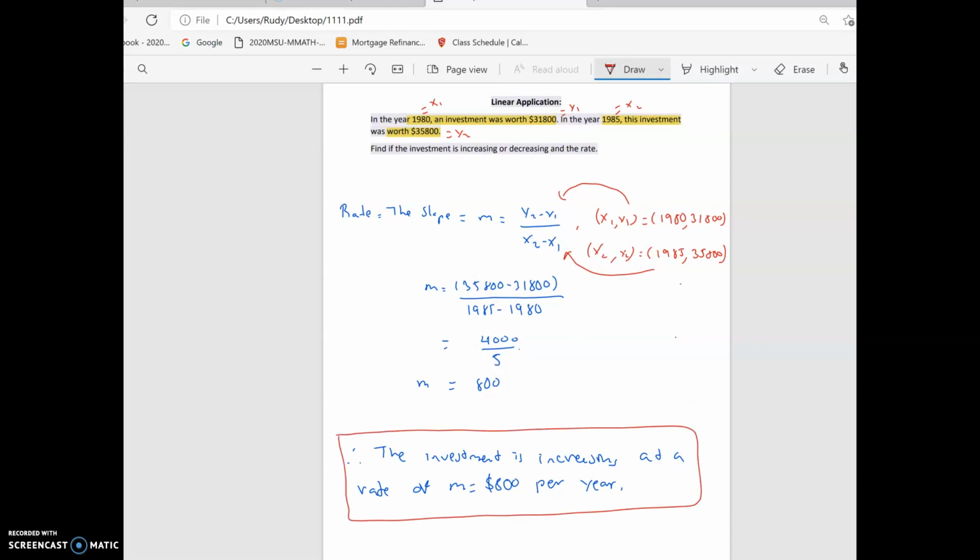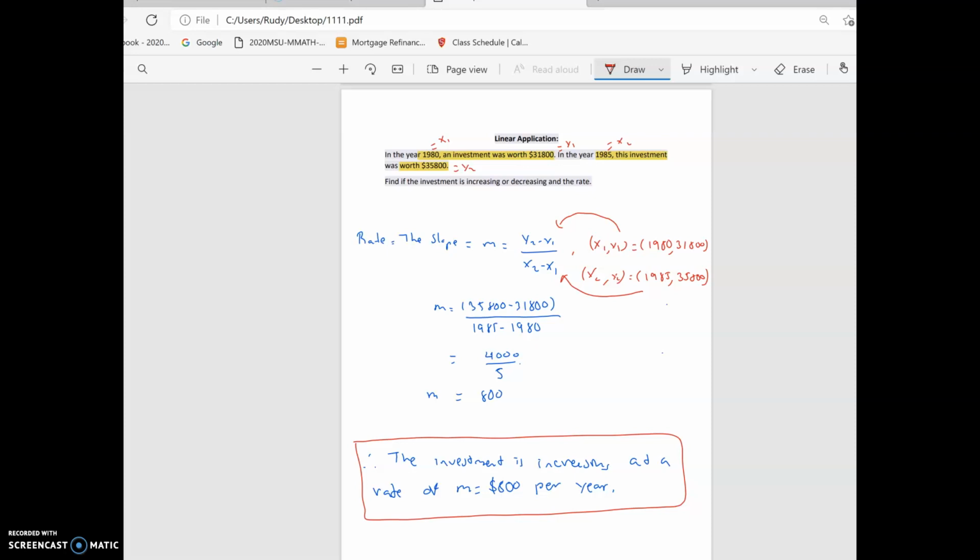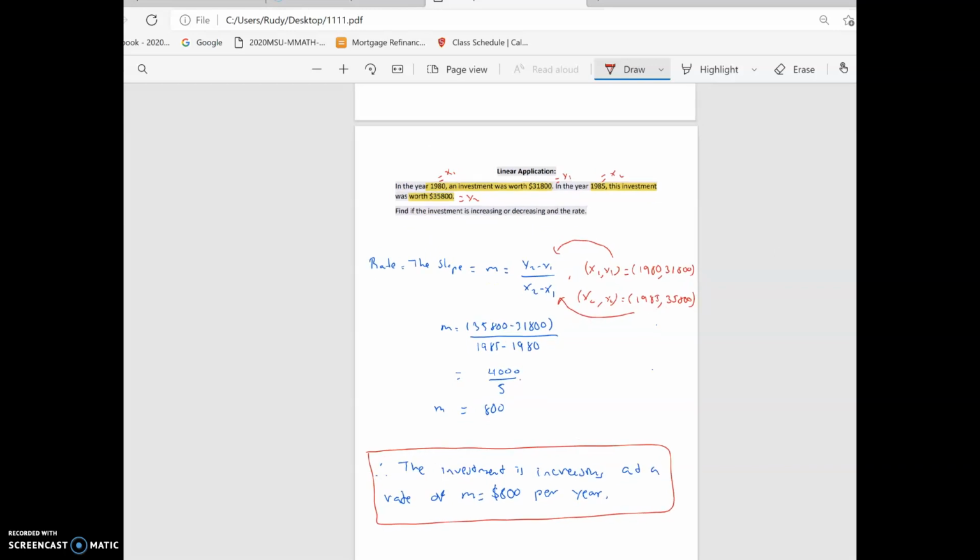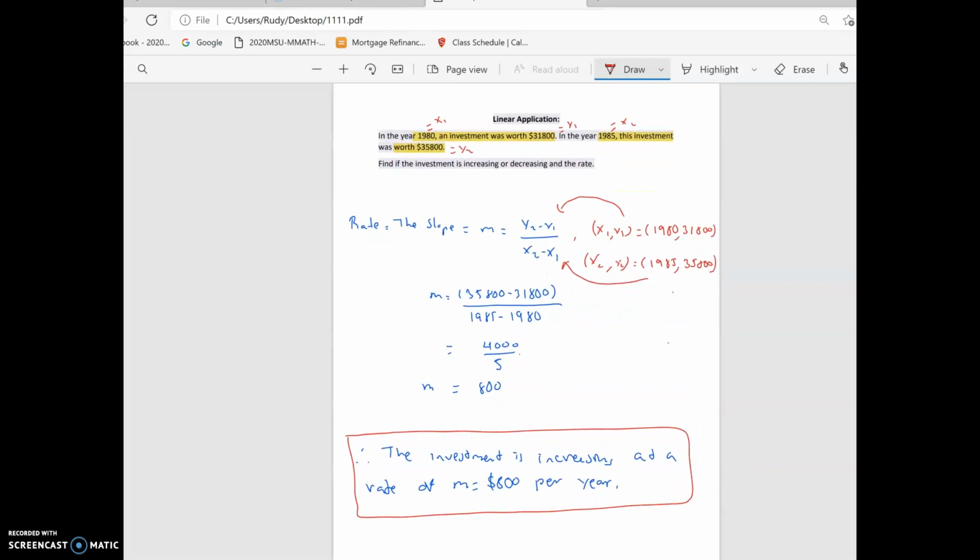Let me double check them with the calculator. Give me just a second. I don't want to mess up the last portion of it. So on the top, 38, and then at the bottom, 1985 minus 1980. Yeah, 800. Okay, I was a little bit hesitant there. I just wanted to double check that. That's actually it for this particular problem.